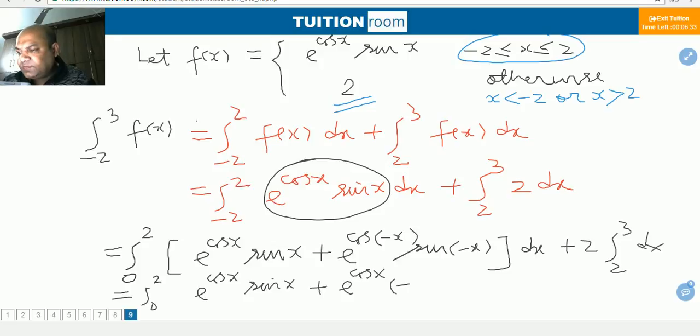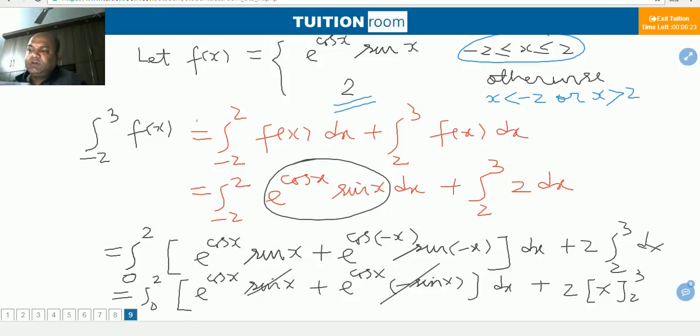Now students, please copy it. Sin(-x) will be minus sin x, cos(-x) will be cos x. If you have any trigonometrical problem, you may consult your mathematics teacher. A very simple problem. These simple formulas, you should have knowledge of these formulas.